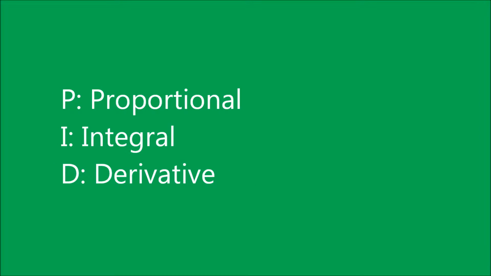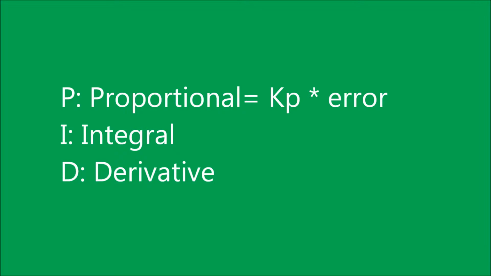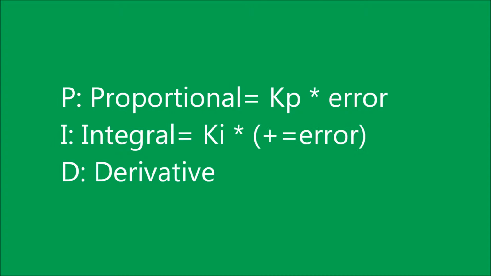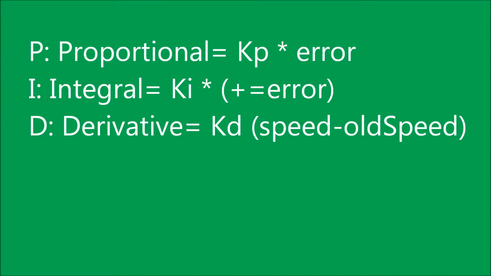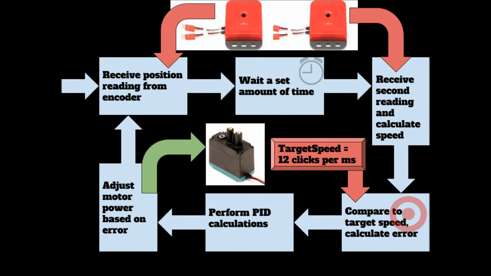PID stands for the three parts of this loop: proportional, integral, and derivative. The proportional term is a constant, Kp, multiplied by the current deviation from a desired speed, referred to as error. The integral term is a constant, Ki, multiplied by the total error accumulated over time. The derivative term is a constant, Kd, multiplied by the change in speed from one point in time to another. Here is an example of what a PID loop does.